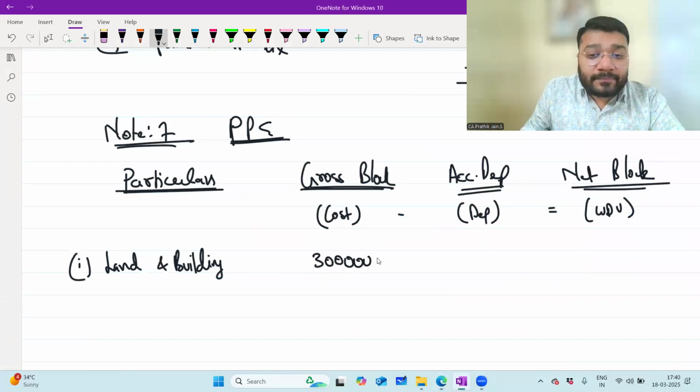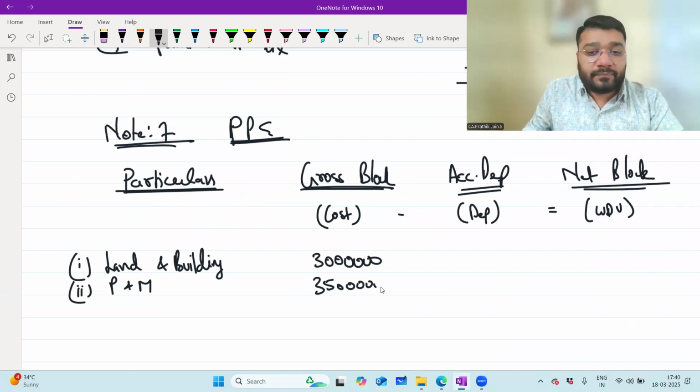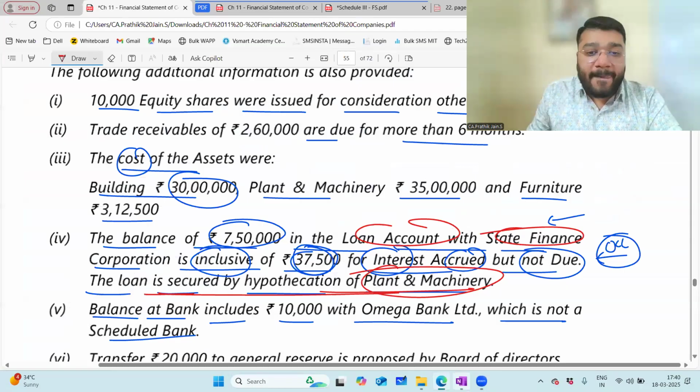Next item. Plant and machinery. So can we write P&M and come in exam? In case if time is not sufficient, you may write it. Nothing wrong. P&M how much? 35 lakh. Third is furniture. How much? 3 lakh 12,500.